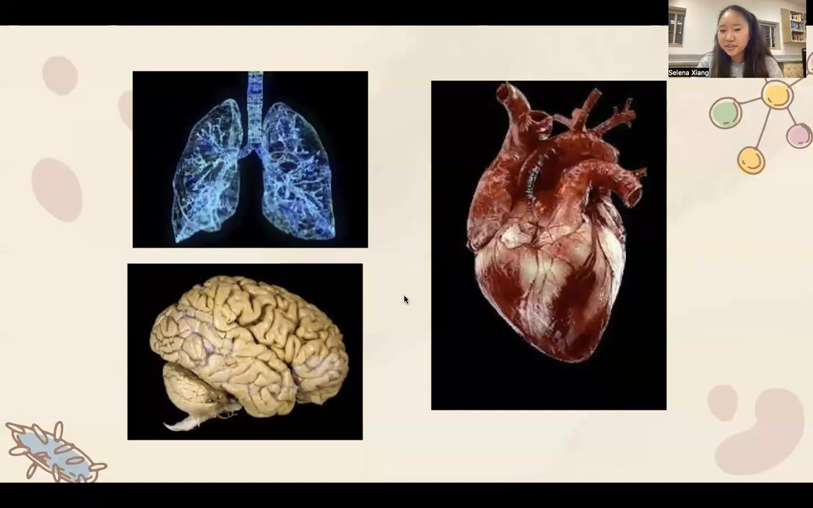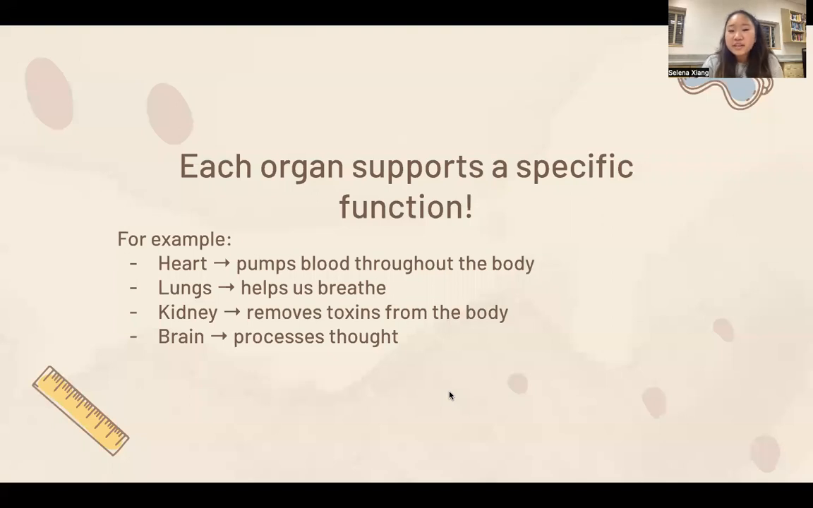So here I have some more pictures. This one's of a lung, a brain, and a heart. What each organ does is that it supports a specific function. For example, if we look at the heart, the purpose of our heart is to pump blood throughout the body. Then think about our lungs. Our lungs are what help us breathe. When we breathe in air, our lungs expand and contract. And our kidney is what removes toxins from the body. And our brain is what processes thought and helps connect to our nervous system. So we feel pain if we touch something super hot, and we can also guide our decision making and behavior based off of our brain.